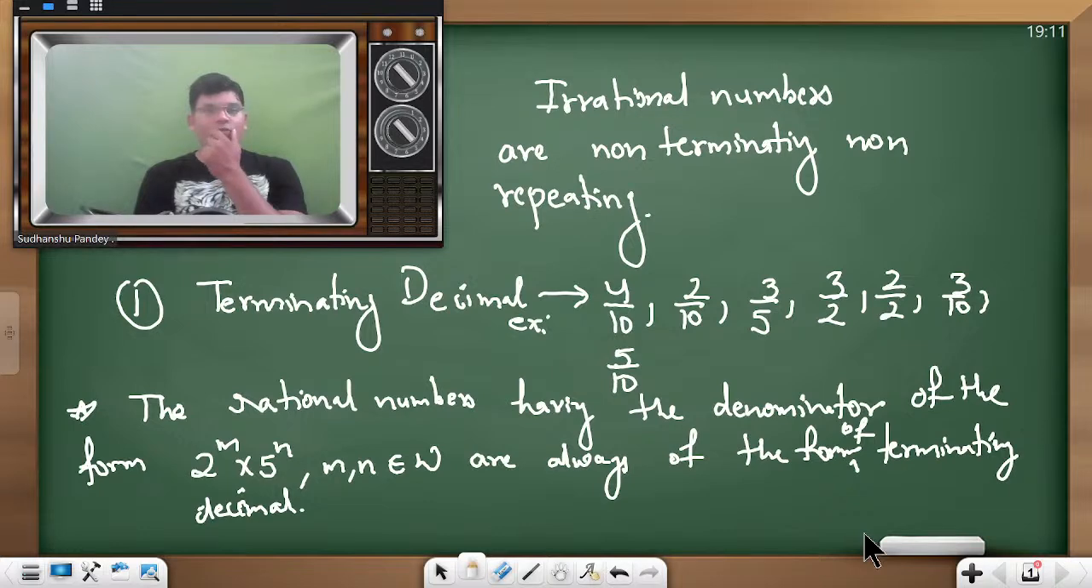So whenever you see the denominator as 2 or 5 or the combination of both, it is always terminating.